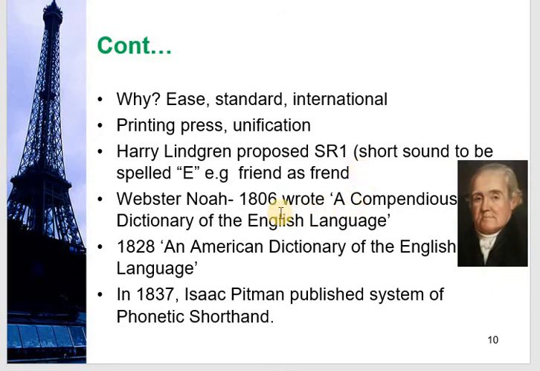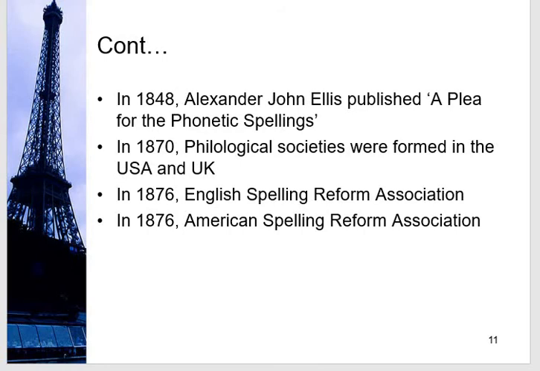Webster wrote a compendious dictionary of the English language in 1806. In 1828, An American Dictionary of the English Language was written. In 1837, Isaac Pitman published a System of Phonetic Shorthand. Phonetic, as you are familiar with, the IPA chart, the International Phonetic Alphabet. The English IPA chart has 44 sounds, and this IPA chart was made by Henry Sweet. In 1848, Alexander John Ellis published a plea for phonetic spellings.